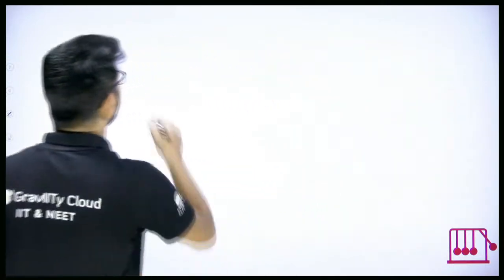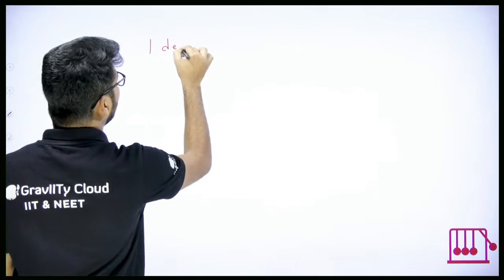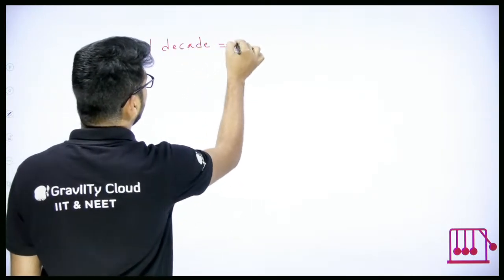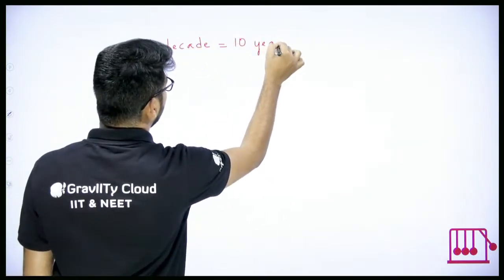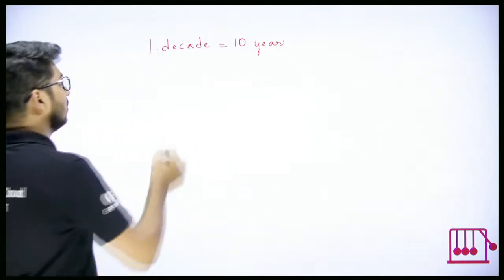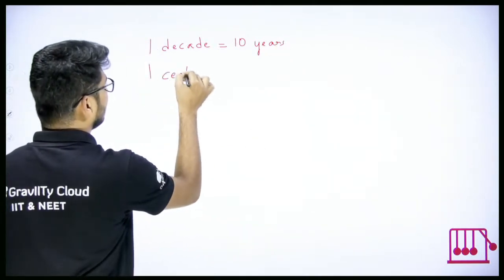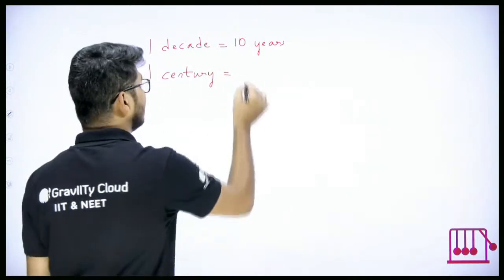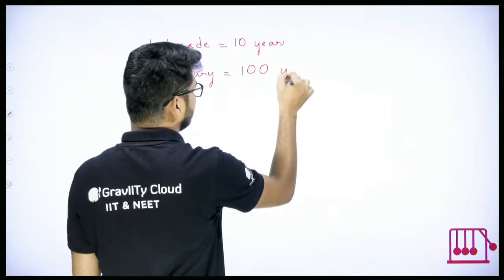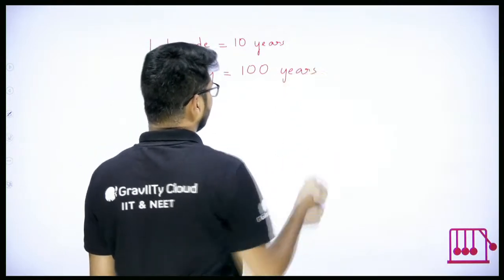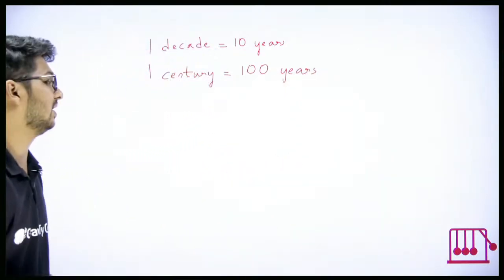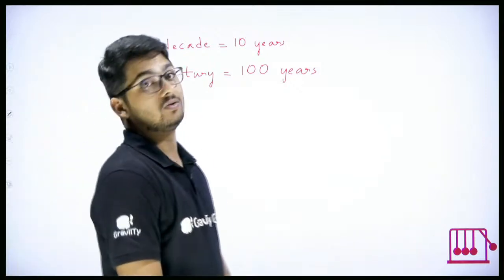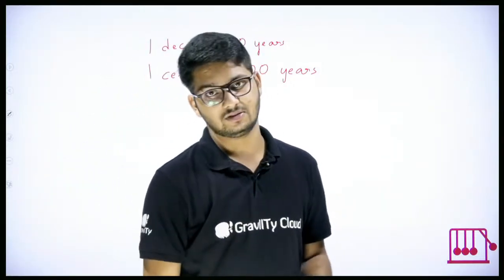Have you heard about a decade? Yes or no? What is 1 decade equal to? When you say 1 decade, it is equal to 10 years. What about 1 century? What is 1 century equal to? You know about century in cricket. Century is 100. So when we say 1 century, it is equal to 100 years.